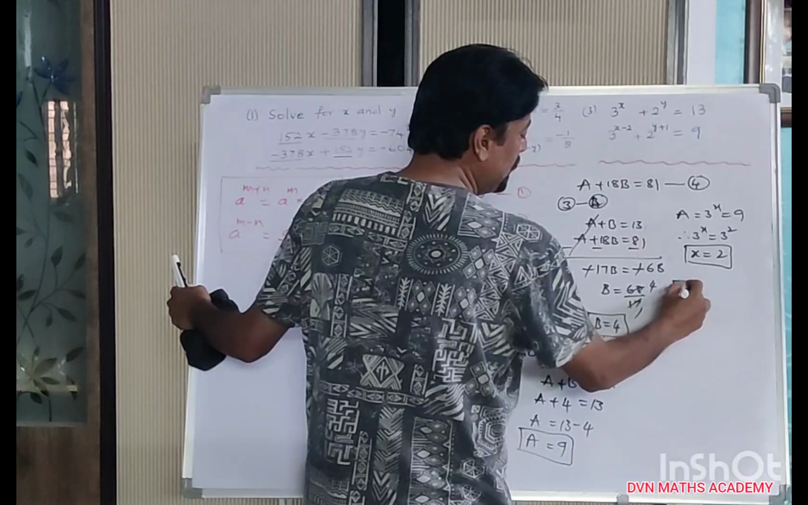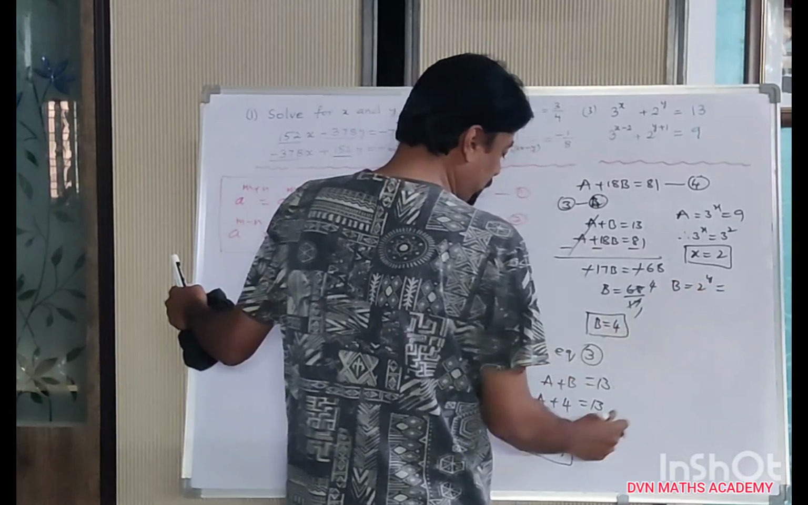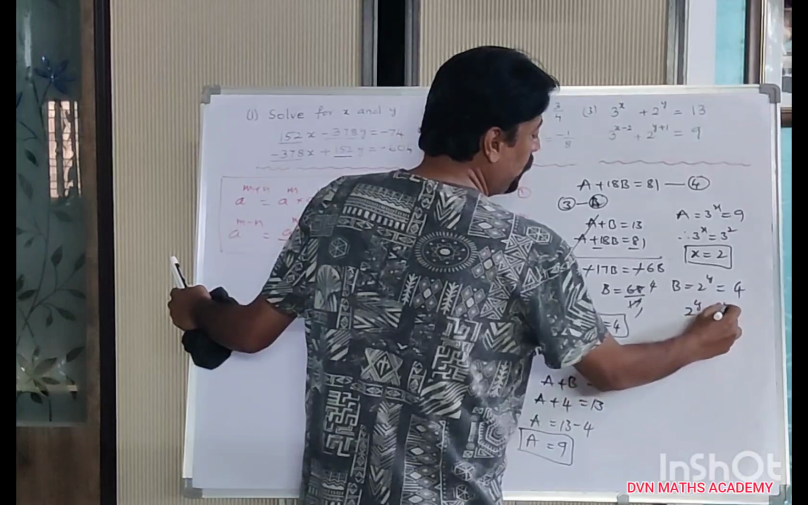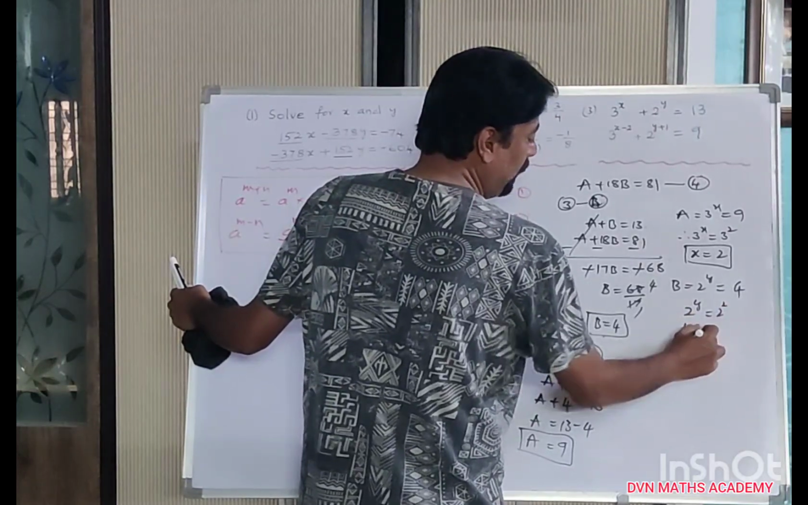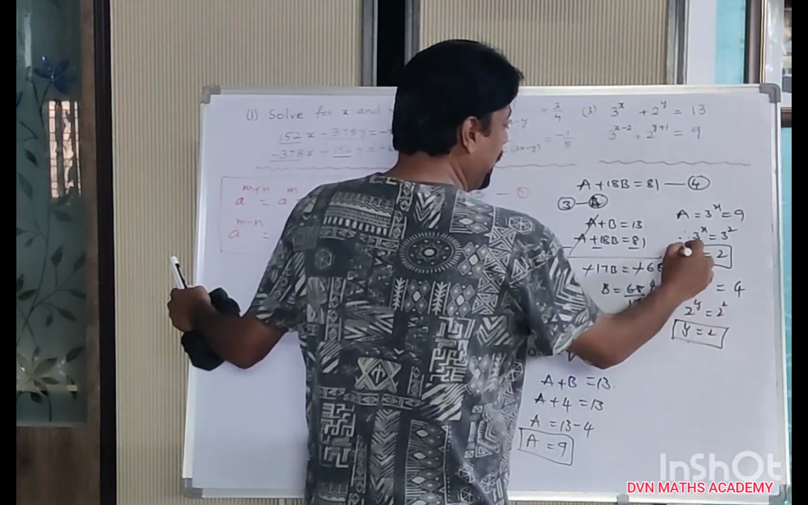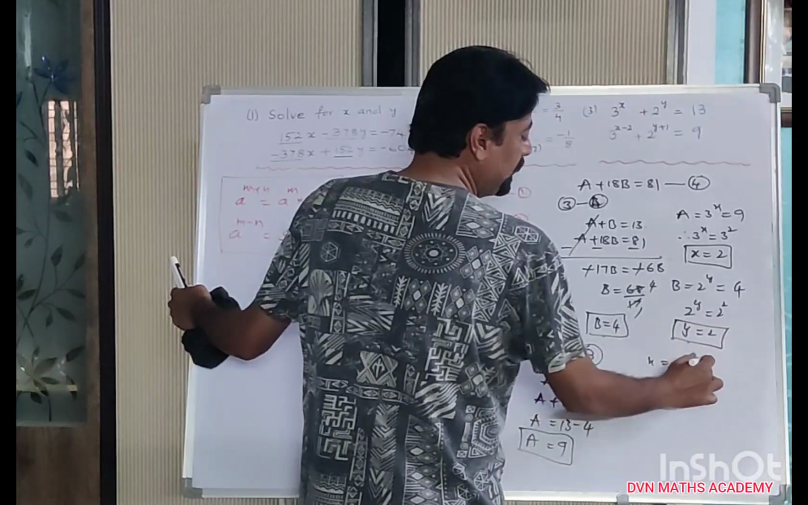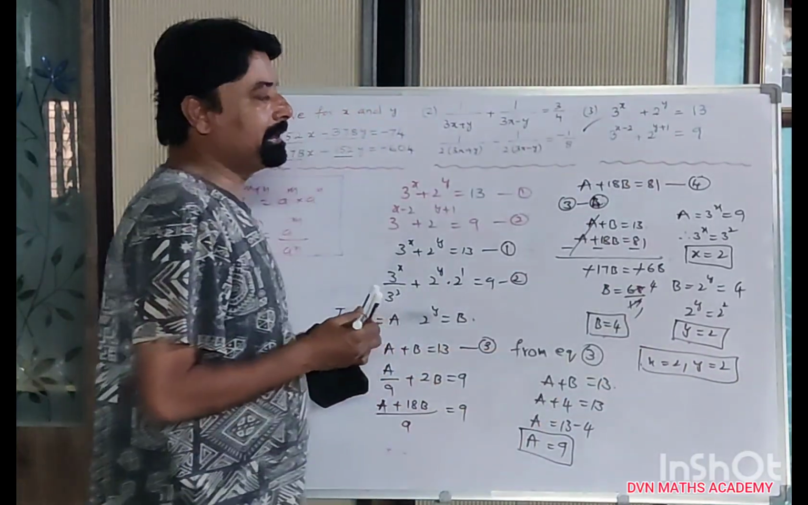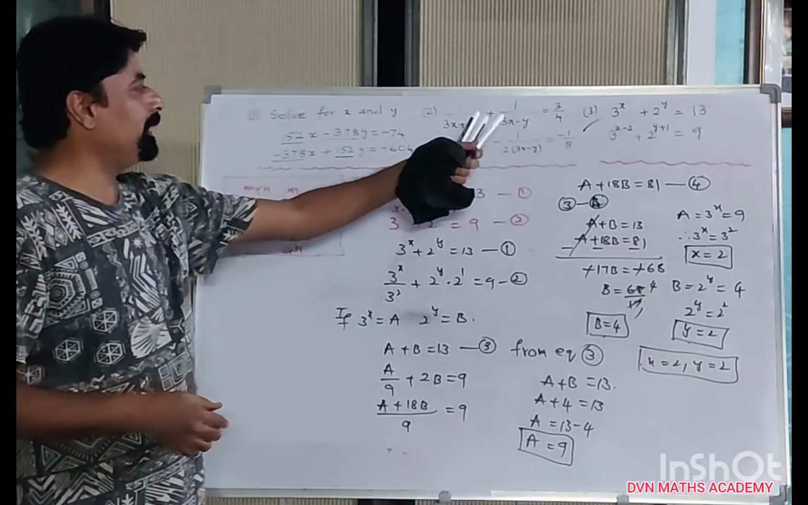And b is equal to 2 to the power of y. That I got the value as 4. Therefore 2 to the power of y is equal to 2 to the power of 2. Again bases are equal. y is equal to 2. So x is equal to 2 and y is equal to 2 are the solutions of the given pair of equations. So these three are somewhat complicated questions.